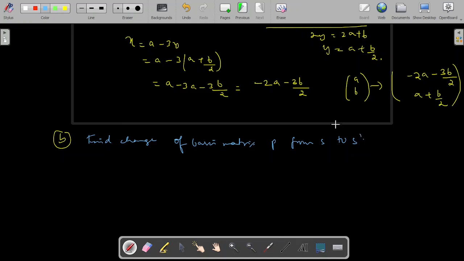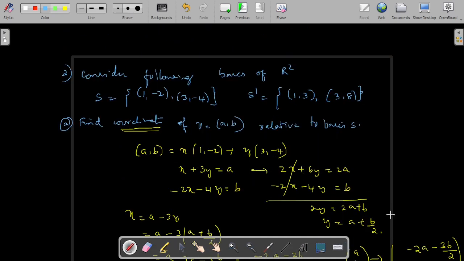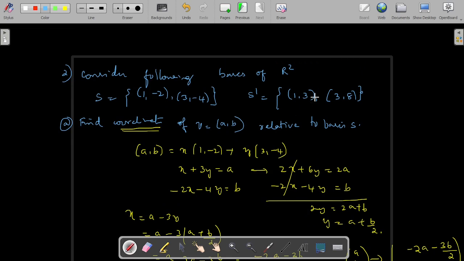So now it is not a standard basis. They both are different bases. Therefore, from S to S dash means what? Every vector of S dash is written as a linear combination of vectors in S. So which we already found here, the coordinate vector of any vector a comma b with respect to S is this. Therefore I have to find the coordinate vectors of 1 comma 3 and 3 comma 8.